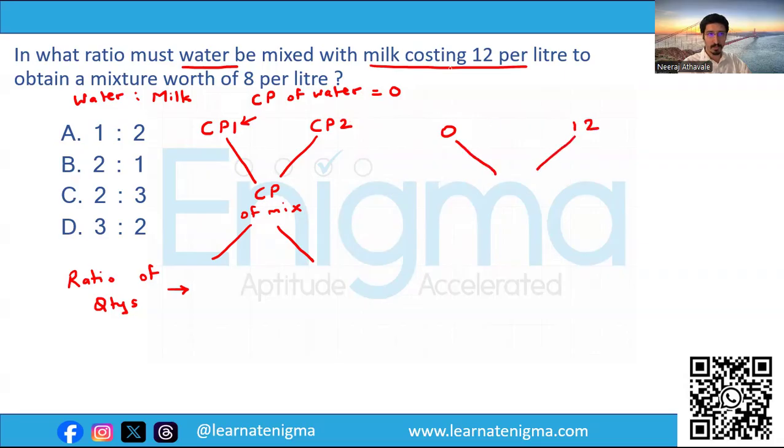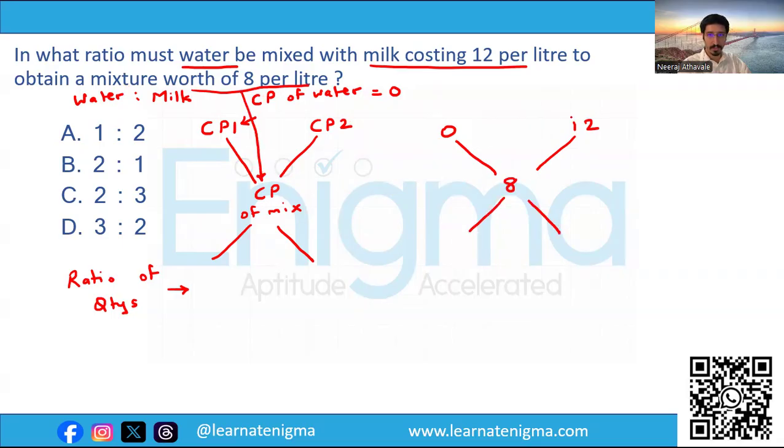And when milk and water are mixed, the mixture is worth 8 per liter. So this wording, mixture worth 8 per liter, that is nothing but the cost price of the mixture. So we write down 8 over here.